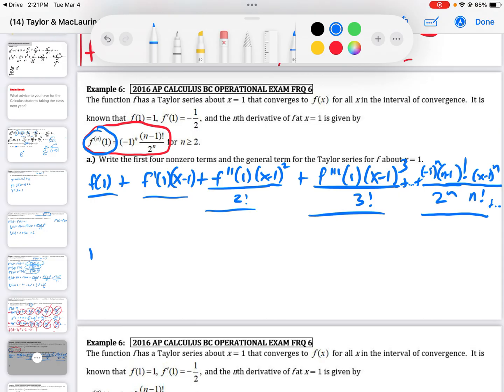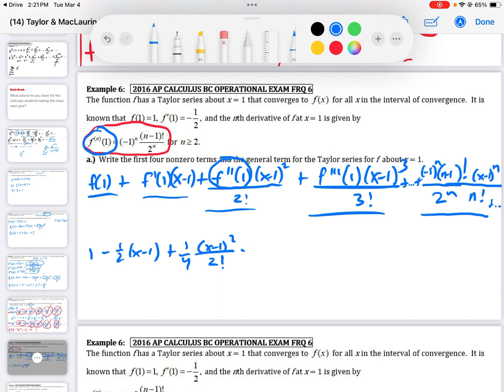Okay, f of 1 is 1, minus 1/2 times x minus 1. Now I actually got to plug in some numbers. I got to plug in 2 for the n to find out what the second derivative at 1 would be. So if I plug in 2, I get 1/4 times x minus 1 squared over 2 factorial, which is just 2.